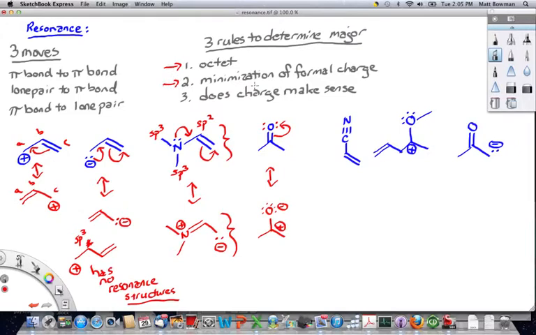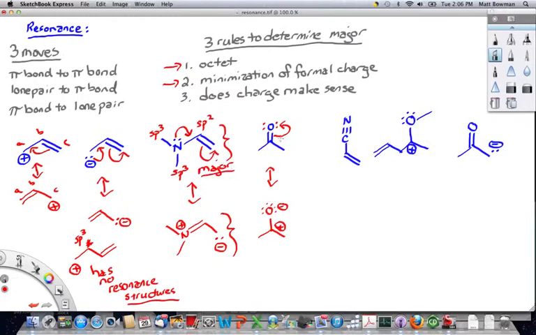That's minimization of formal charge. In this case, this nitrogen, complete octet. All these carbons, complete octet. Same way here. Everything has a complete octet. But in this first case, we have no formal charge. This bottom case, we have 2 formal charges. By rule 2, this structure up above is major.